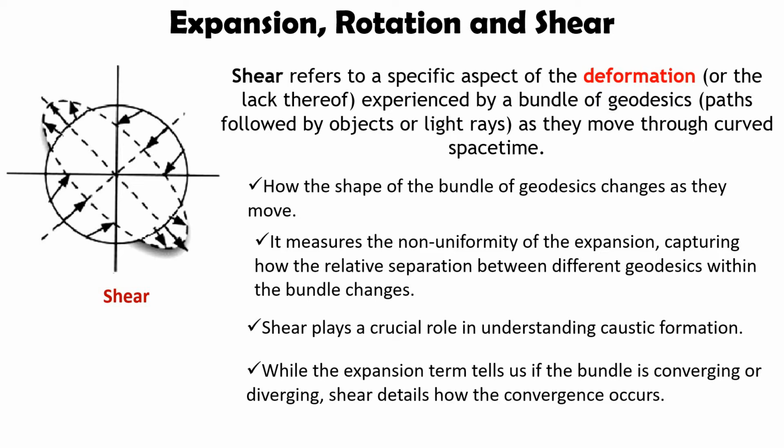And while the expansion term tells us if the bundle is converging or diverging, shear also tells us how the convergence occurs. I'm not going to explain how the convergence occurs because it will take another different kind of topic where I have to explain the different types of singularity, but this actually tells you how the convergence occurs.